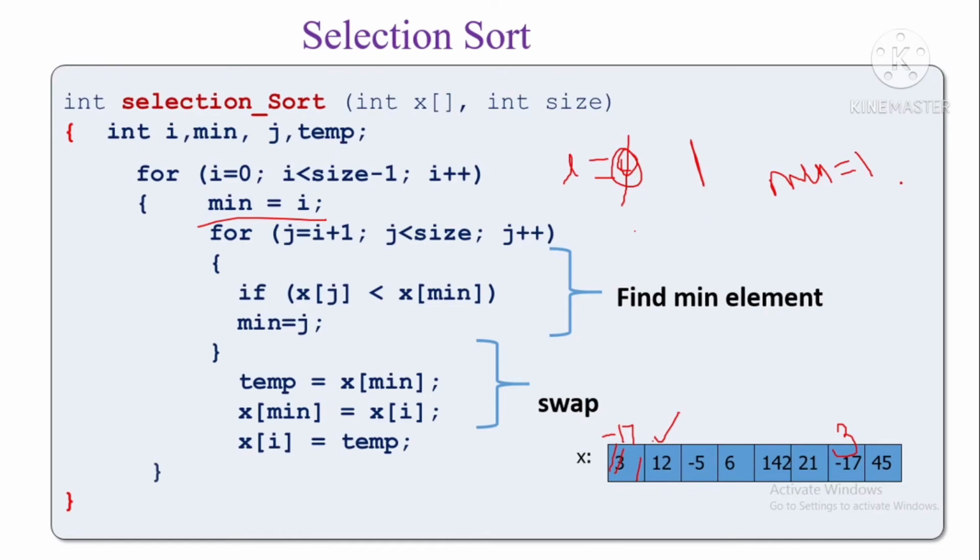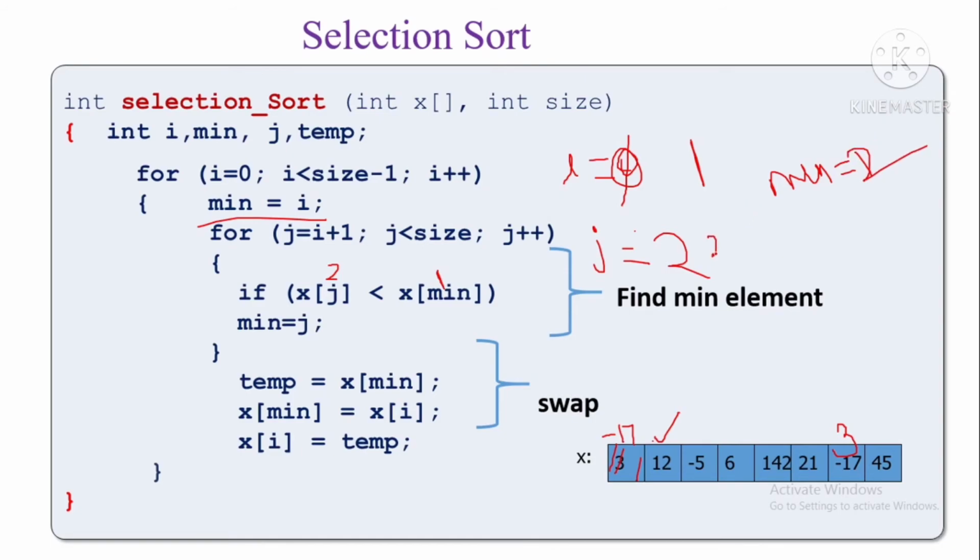Now I is 1, so the minimal element I am considering is in the first position. My j value will start from I plus 1, so it will start from 2. And this is compared now: x of 2 is compared with x of 1, right? Since minus 5 is lesser than 12, I simply change my min position to 2. Here it is going to be 2.